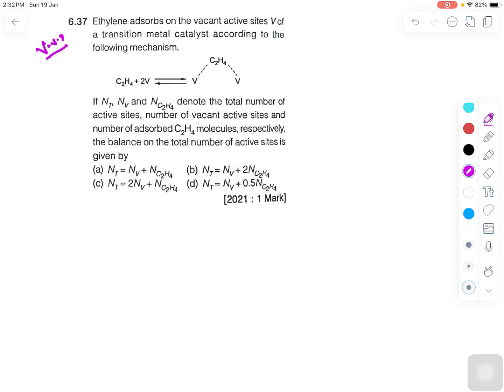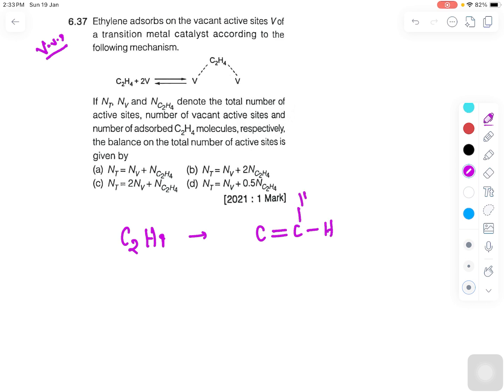If NT, NV and NC2H4 denote the total number of active sites, the number of vacant sites and the number of adsorbed C2H4 molecules respectively, the balance on the total number of active sites is. So just try to understand, when we talk about the C2H4 molecule, it looks like this.